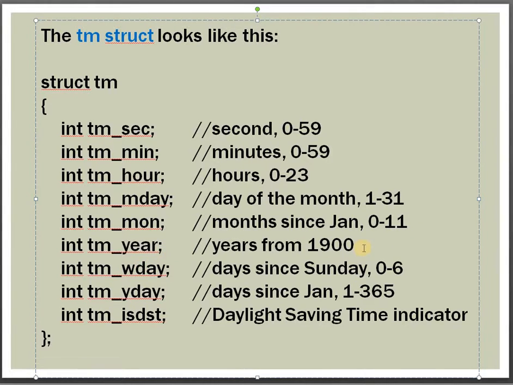The years are the years since 1900. So when we get that value, we need to add 1900. For weekday, that's the days since Sunday. We're counting at Sunday. And we have the days since January 1st. That is a really handy variable because it gives us the day of the year. Also, we have a variable that tells us if there's daylight savings time.